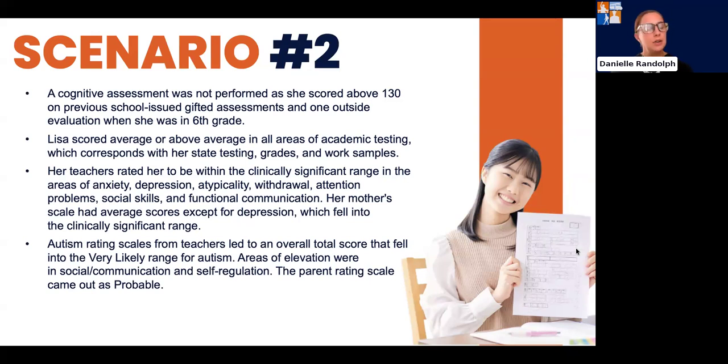And sometimes we see that with autism rating scales because parents, again, she's a 10th grader, so parents have seen her for a number of years. And so like, this is just Lisa. But teachers maybe only had her this year. They see that she has some maybe behaviors that would be considered odd, or maybe not fitting in with her peers, things like that.